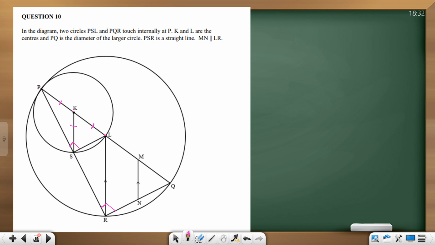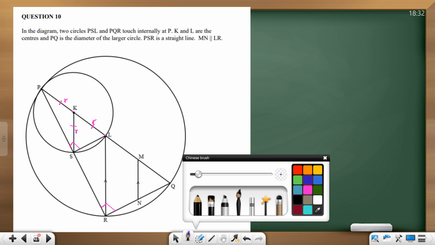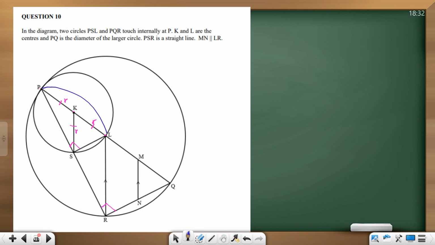I'm just checking. The examiner has told me a diameter, so I'm just playing around with everything I know. PK is a radius. KL is a radius. KS is another radius. Are we together? Check this. Let me do something here. Do you know this diameter here, which is the radius of the big circle? This is also a radius. By the way, this is also a radius.